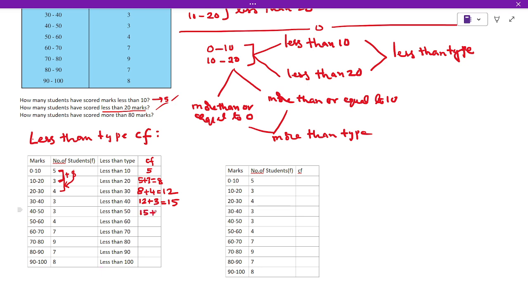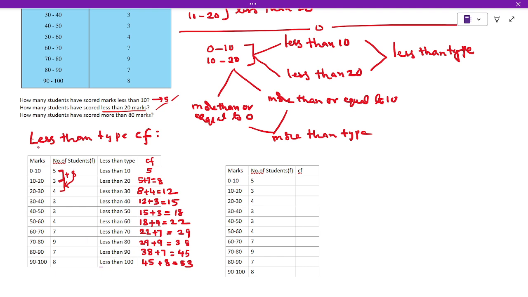Similarly, so 15, so now you have understood clearly. I'm just writing it very fast. Less than 60: less than 50 we already got 18 students, and from here we got 4 students who got from 50 to less than 60. So therefore it is 22, right? Similarly 22 plus 7 is 29, and 29 plus 9 is equal to 38. So 38 plus 7 is equal to 45, and 45 plus 8 is equal to 53, right?